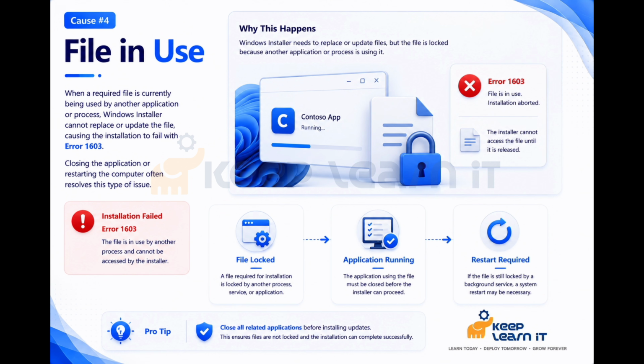Another common reason is that a required file is currently being used by another application or process. Windows installer cannot replace or update a locked file, causing the installation to fail. Closing the application or restarting the computer often resolves this type of issue.